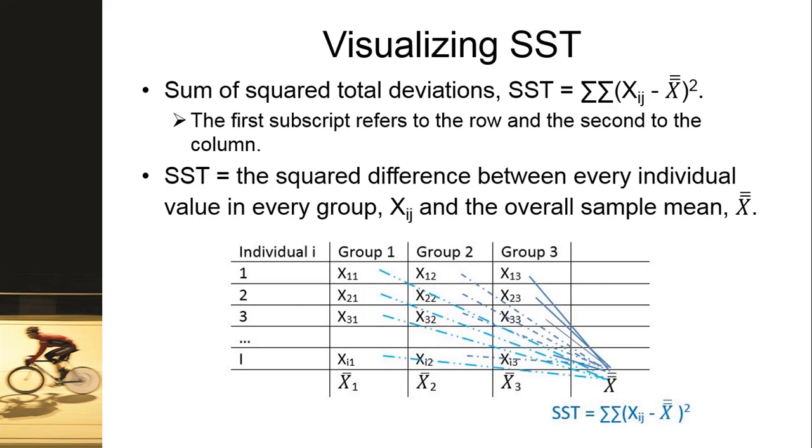And here is some visualization to help you understand where the sum of square total comes from. Basically, you calculate each individual value xij minus x bar bar, so each individual value's difference from the grand mean x bar bar. You square the differences, and then you add them up. That's how you calculate sum of square total.